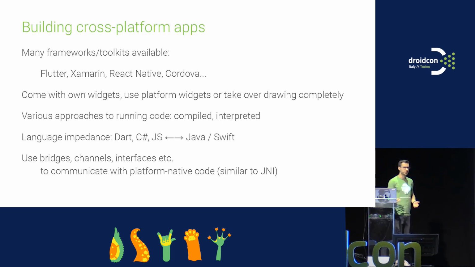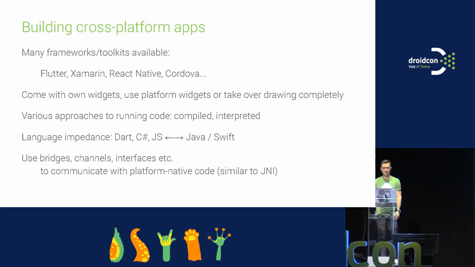Now, they use various approaches to running code. They can be compiled, they can be interpreted, they can run in a web browser. And they use, of course, different languages. So you can see Dart and JavaScript. And in a way, there's a big impedance, a kind of mismatch between the platform languages, such as Java or Swift or Kotlin, and the languages you would use there.